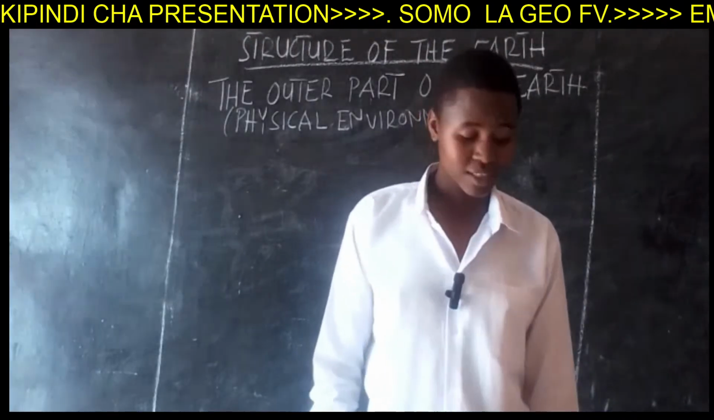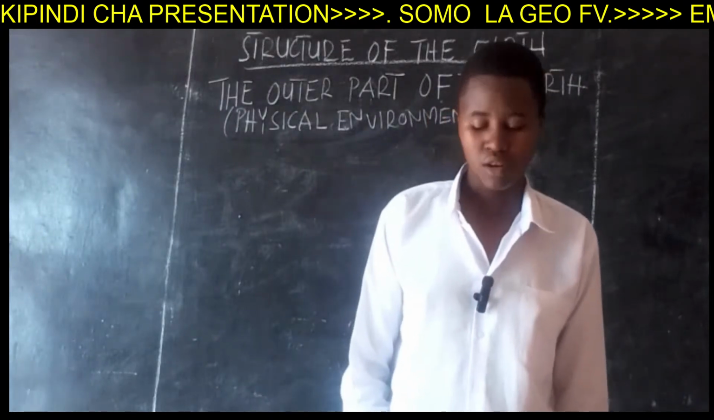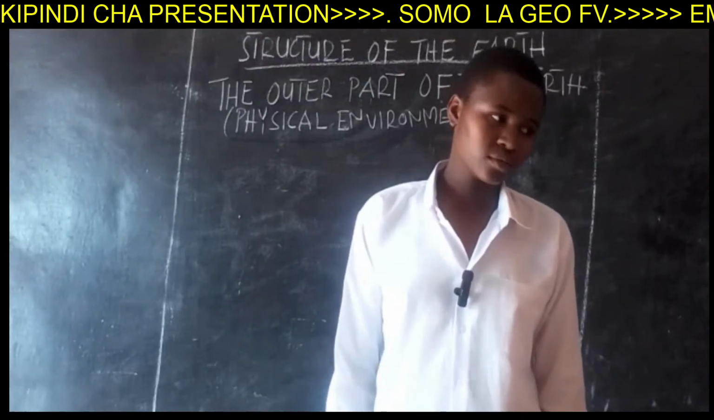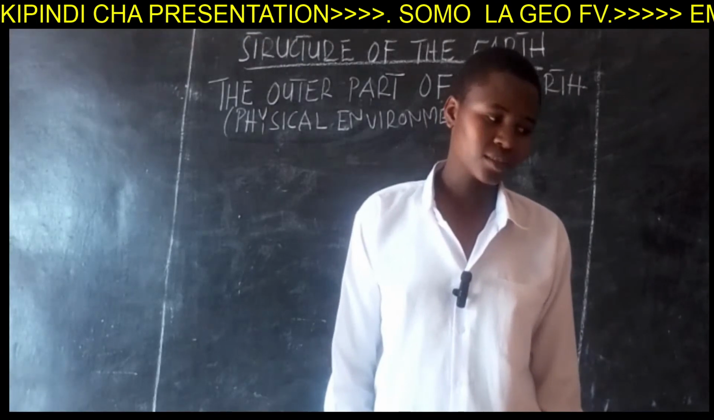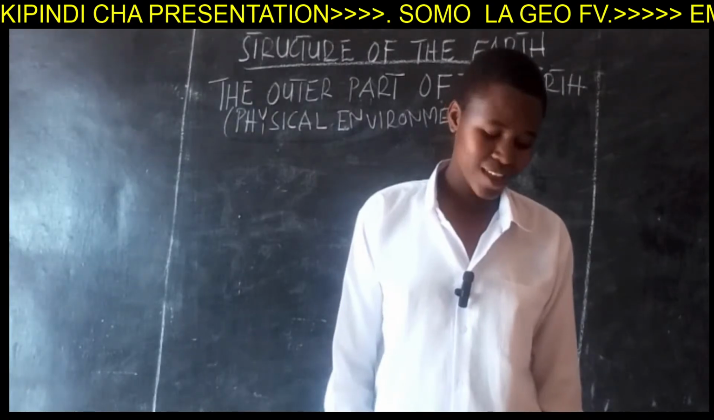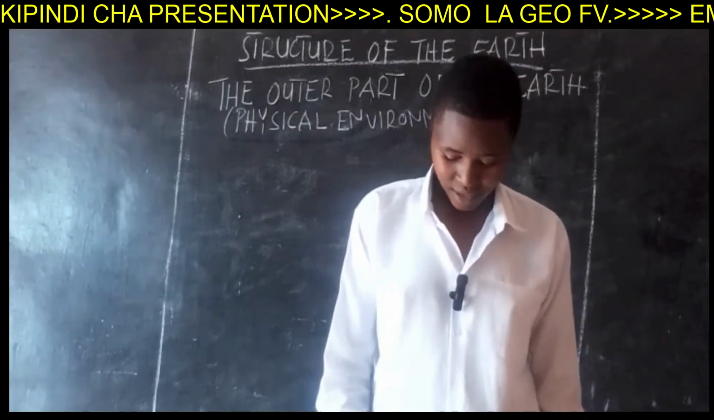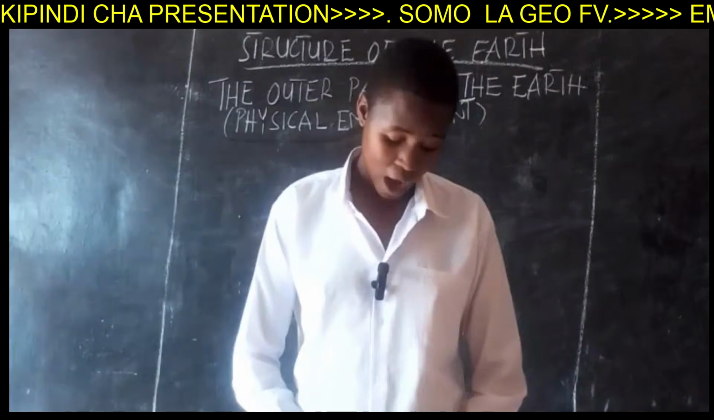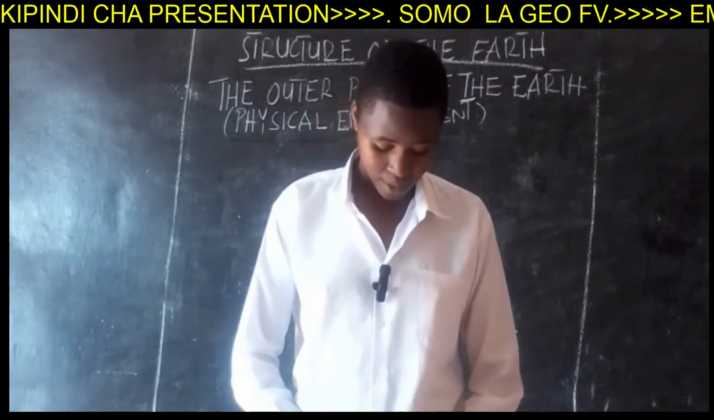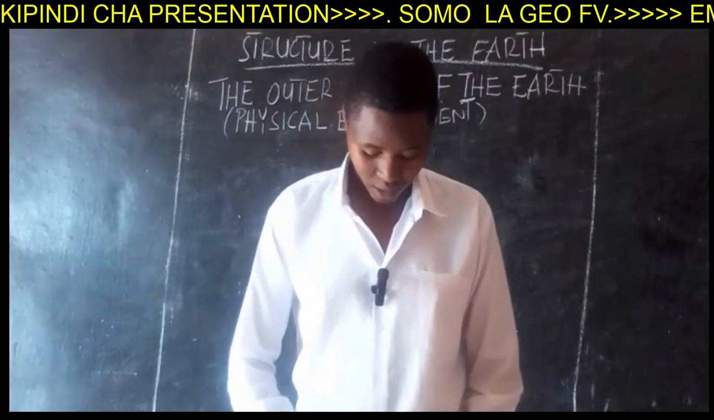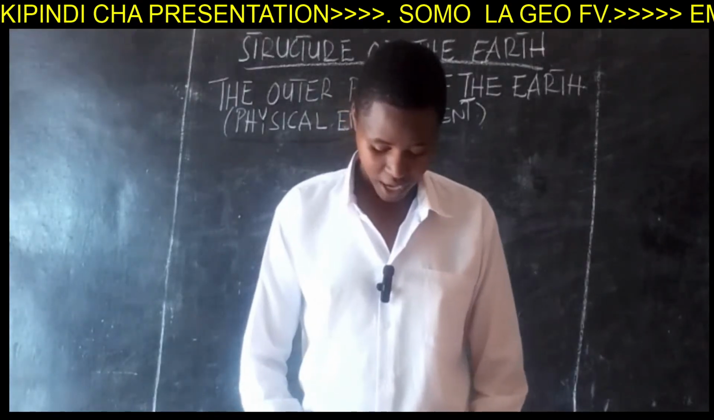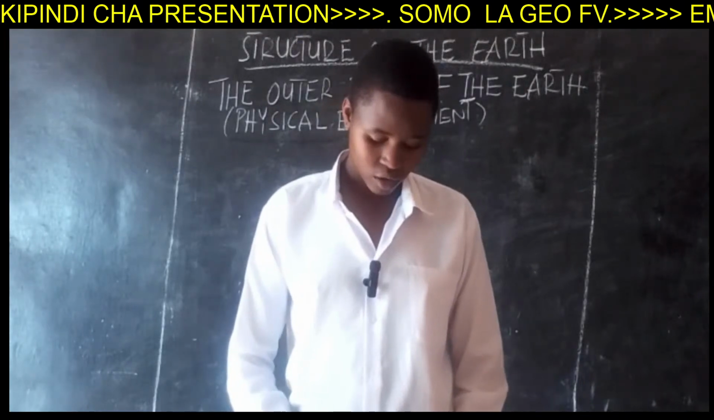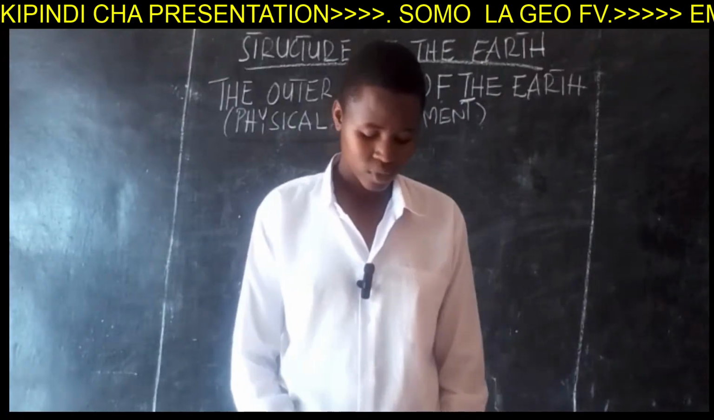Okay. Today we are going to discuss the structure of the Earth. Earth is a planet on which life exists. The Earth can be classified into two main parts, an outer part and an inner part. The outer part consists of the atmosphere, and the inner part consists of the core, mantle, and the crust.